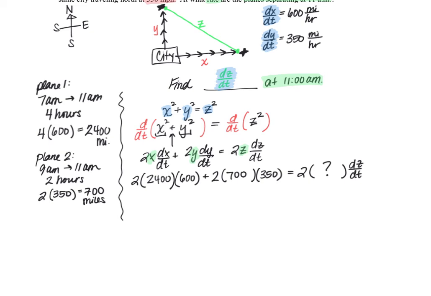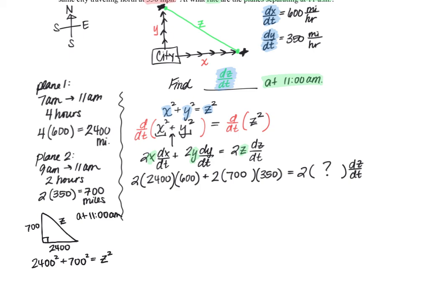So if you kind of go back to the original diagram that we drew and think about what this looks like specifically at 11 o'clock in the morning, the first plane has traveled east 2,400 miles. The second plane has traveled north 700 miles. So we need to solve and figure out the distance between these two planes. Obviously, my picture is not drawn to scale. So that's going to be Pythagorean theorem again. 2,400 squared plus 700 squared is equal to z squared.